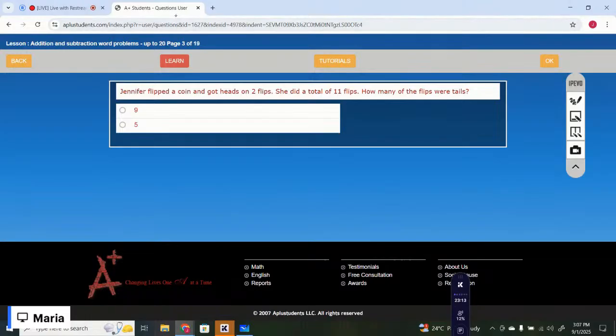Jennifer flipped a coin, got a head on 2 flips. She did a total of 11 flips. How many of the flips were tails? So you have to do 11 take away 2. So 11 take away 2 is 9. Option number 1 is the correct option.